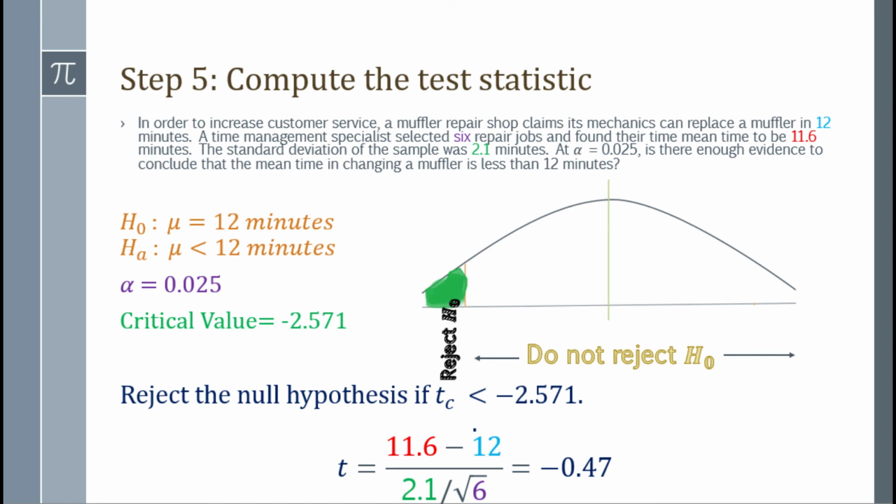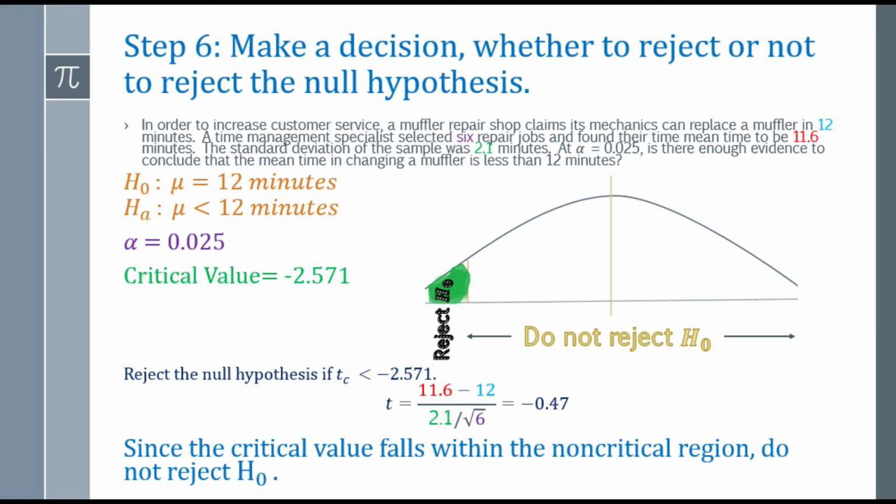So, calculate siya, that will be negative 0.47. At dahil mas mataas ang negative 0.47 sa negative 2.571, or since the critical value falls within the non-critical region, do not reject the null hypothesis, or do not reject H0.